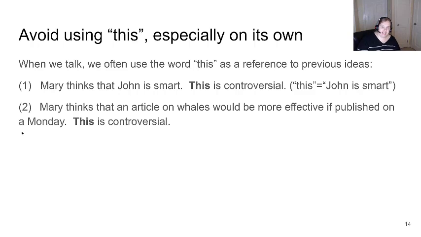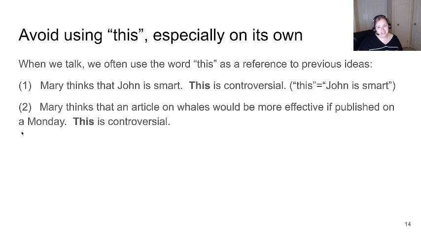Whereas, Mary thinks that an article on whales would be more effective if published on a Monday. This is controversial. What does the this stand for? And if we were sitting here in class, I would ask you to wax poetic. And I think I might still give you an example in class, but not this one. How you wax poetic, like what is this?